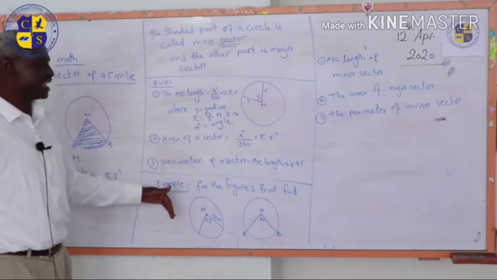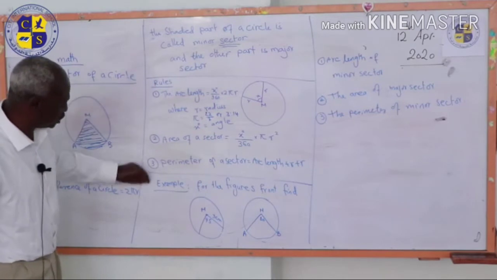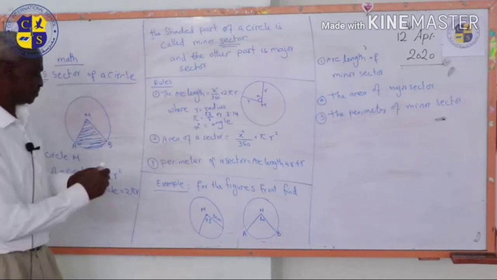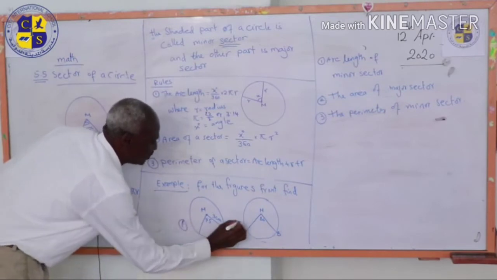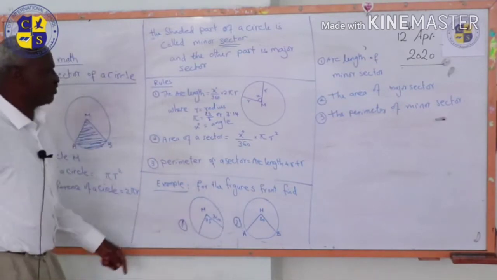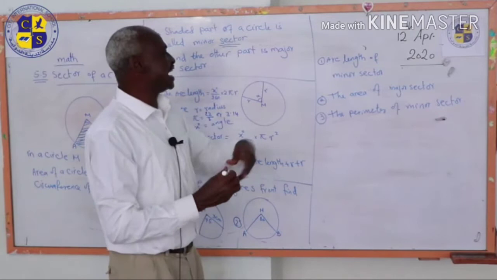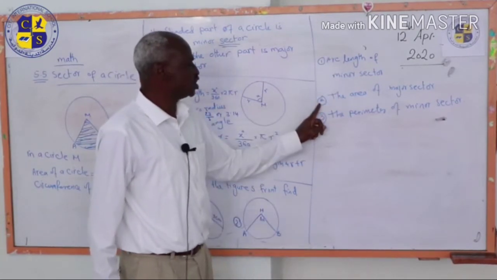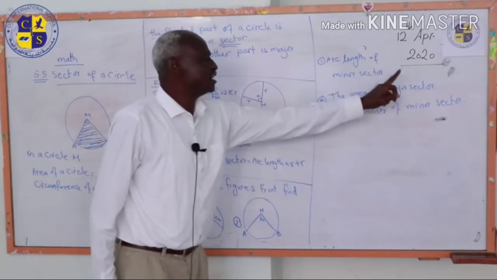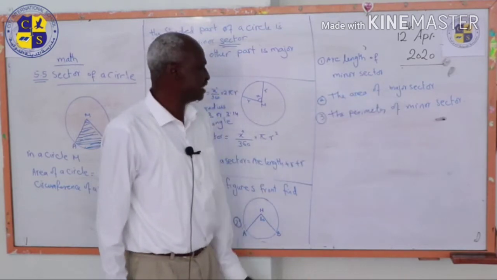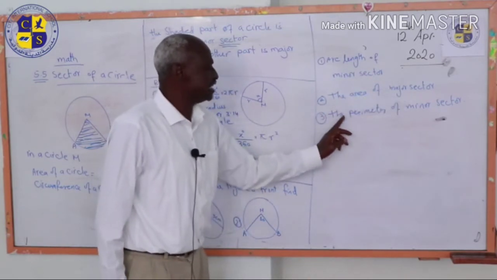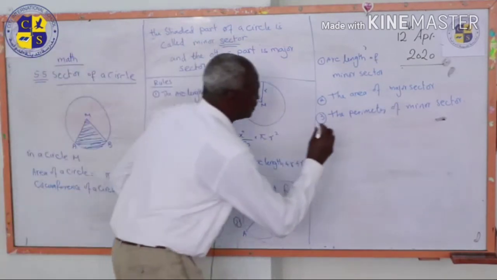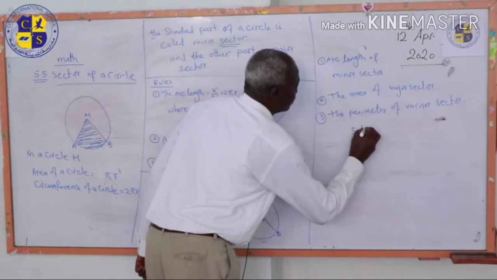Now, let us take an example of how to apply these three rules. Here is the first figure, figure 1, and this is figure 2. From figure 1, find the arc length of the minor sector. From figure 2, find the area of the major sector. Third, find the perimeter of the minor sector. So the solution.